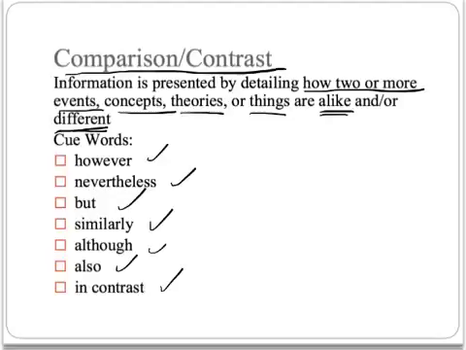It could be used as an informative purpose. For example, if an author is trying to inform you on similarities and differences between two different types of cars. But it also could be used for a persuasive purpose. For example, if that same author were trying to convince you to buy one car rather than another, this comparison and contrast would be used for persuasion.